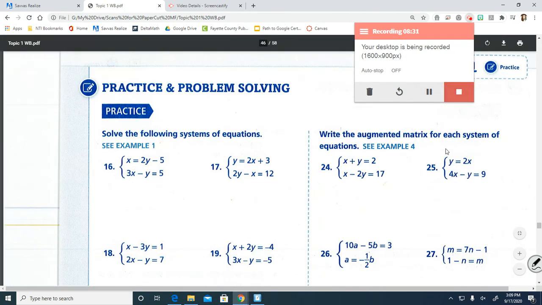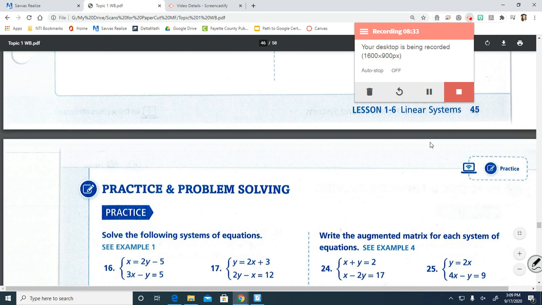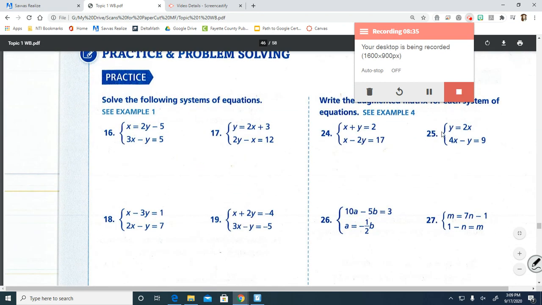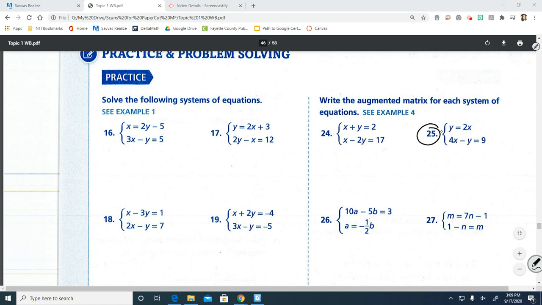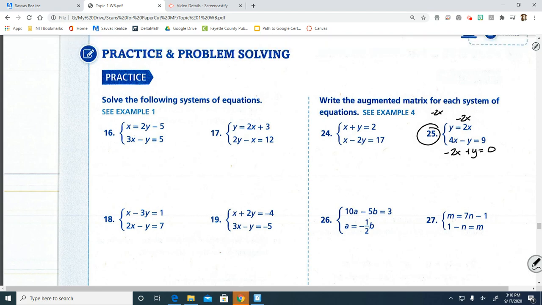Okay, so I flipped a couple of pages. I'm on page 46 now. I can look at number 25. It says I need to turn that into an augmented matrix, but notice how I don't have the variables stacked on top of each other. So I'm going to rewrite this equation. I'll subtract 2x on both sides to get negative 2x plus y equals 0. So that allows me to see the variables over top of each other and then the rows.